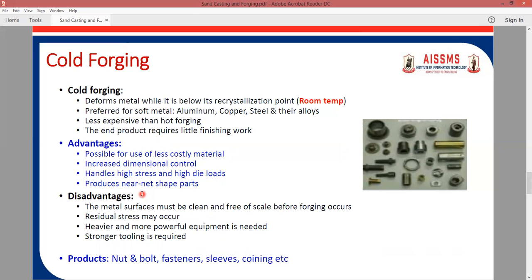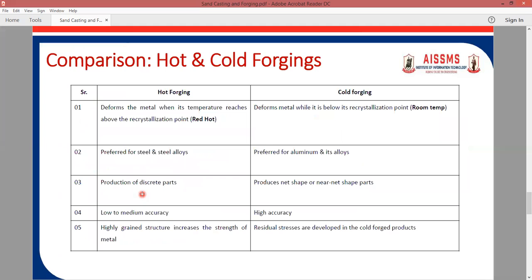Then the disadvantages are that stronger tooling is required. Residual stresses may occur at the end of the cold forging process. So these are the important disadvantages. And the products obtained from cold forging processes are nuts and bolts, fasteners, slewings, coinings, etc. These are the products obtained from the cold forging process. So this is the difference between them.